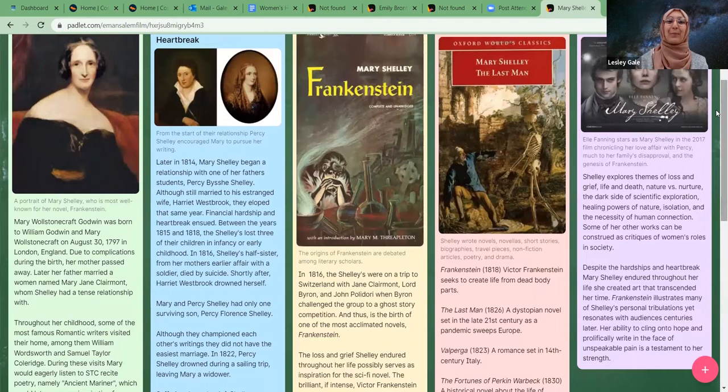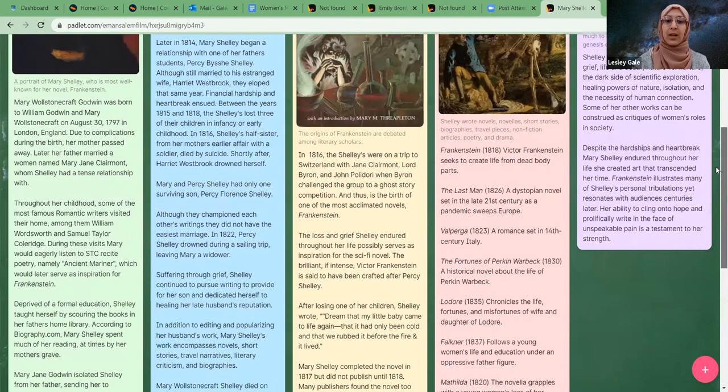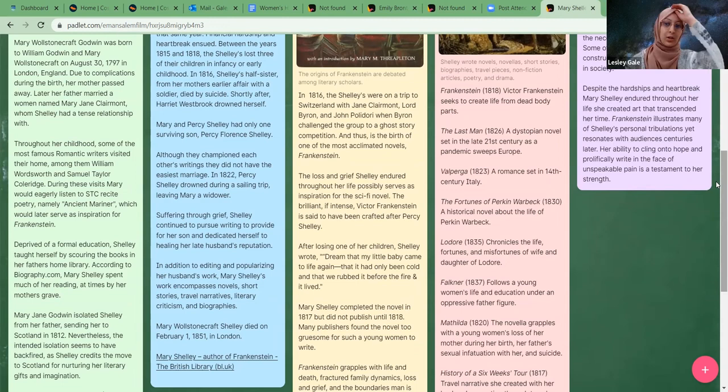The Shelleys were on a trip in 1816, and during this trip, Lord Byron was there, and he challenged the group to a ghost story, and Mary Shelley would write what would later become one of her most acclaimed novels, Frankenstein. The novel itself, if you read it, you can kind of understand how a lot of her personal loss and grief throughout her life could have possibly served as inspiration for the sci-fi novel.